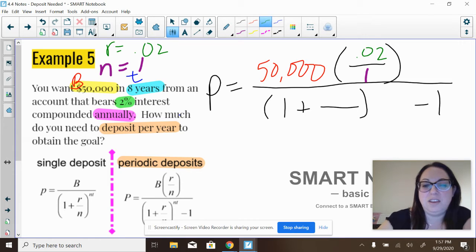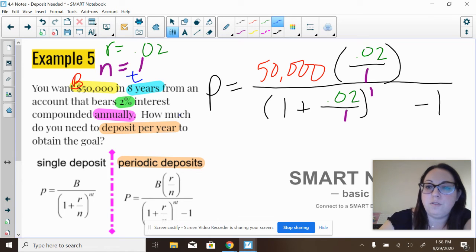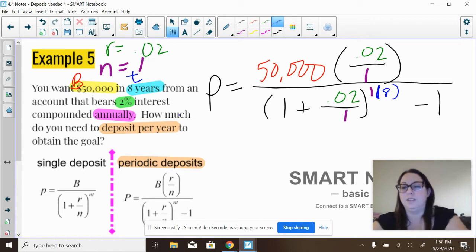Okay, R over N is still going to be 0.02 over 1. And then my exponent looks like a 1 times the time value of 8 years, and there's a parenthesis there. And then I've already put in that minus 1 that goes in the denominator, okay? So I'm going to type it in just like it looks.